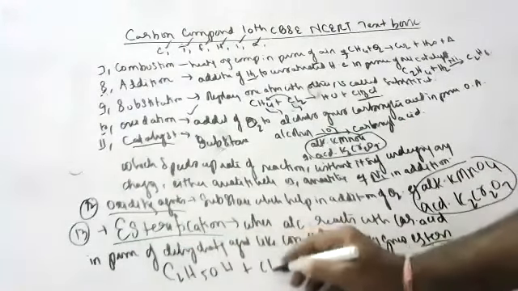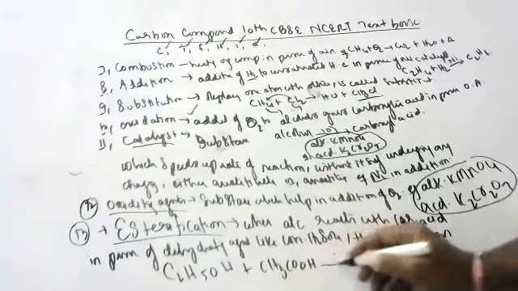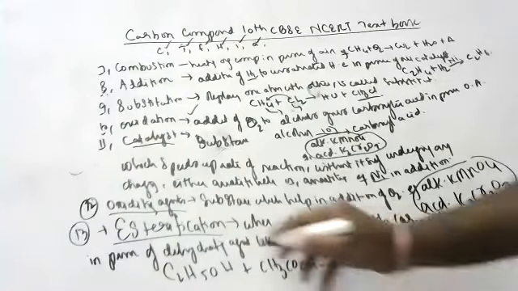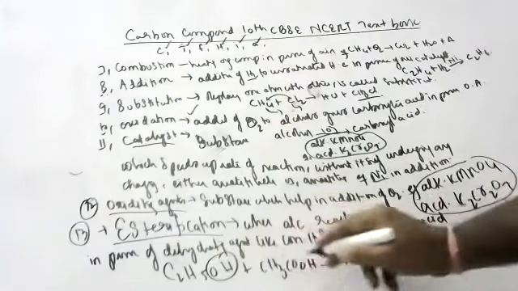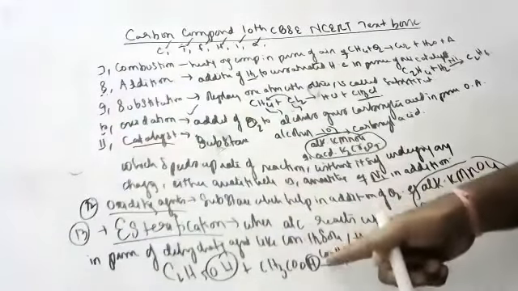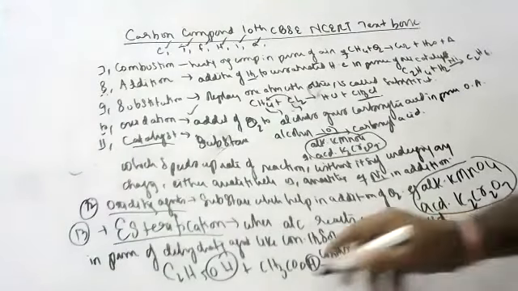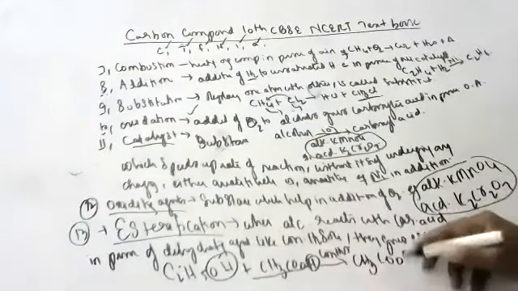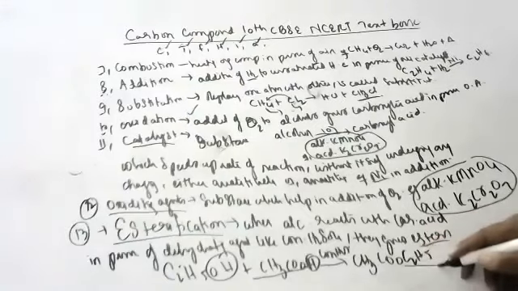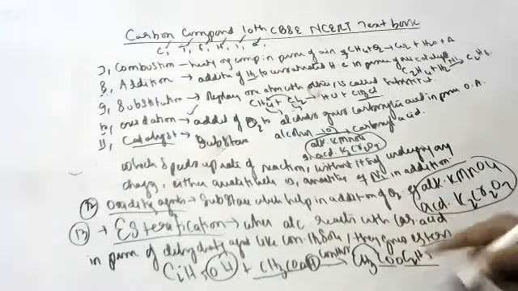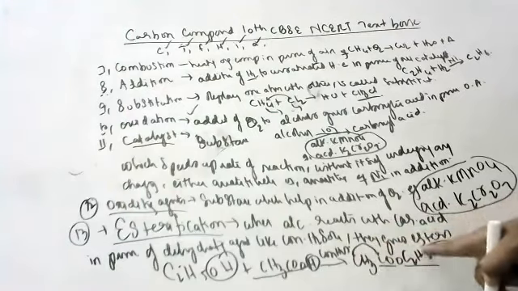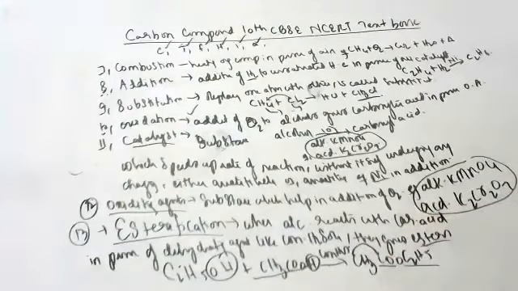C2H5OH plus CH3COOH. Okay, in presence of concentrated sulfuric acid, here OH and here H will go out as water, because this sulfuric acid acts as a dehydrating agent. What is a dehydrating agent? Which removes water. And you will get what, children? CH3COOC2H5. What is the name of this compound? Ethyl ethanoate. Ethanol plus ethanoic acid gives ethyl ethanoate.